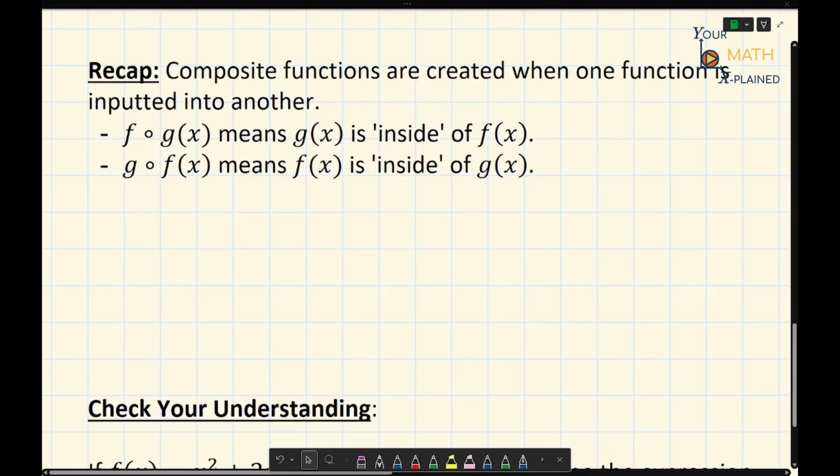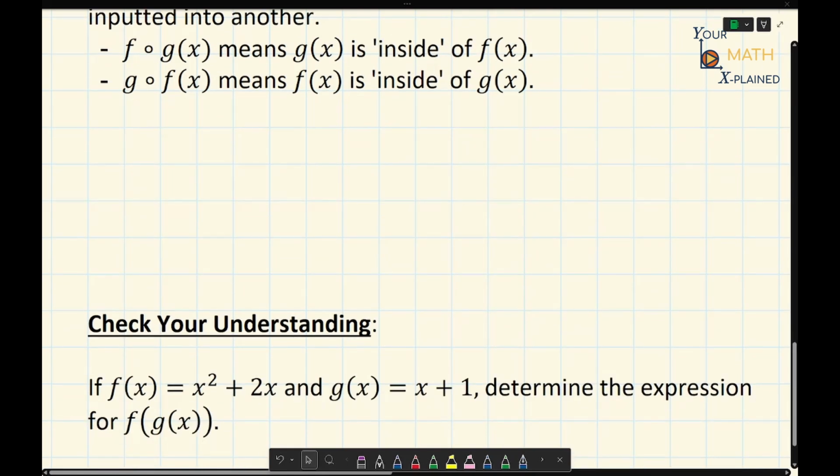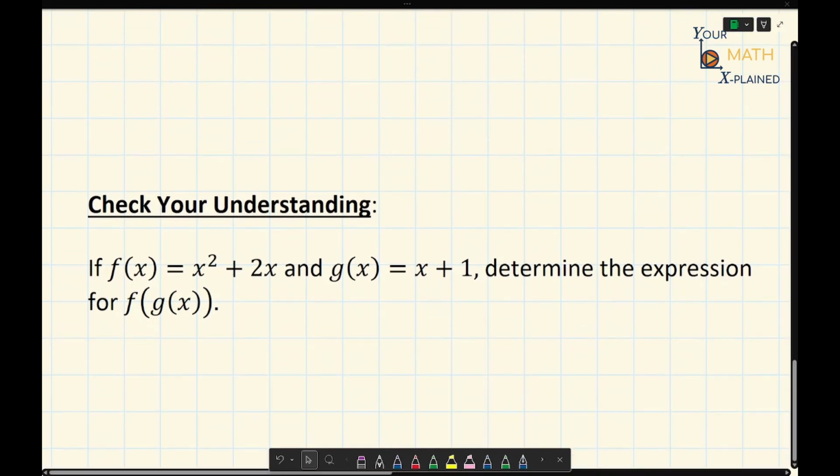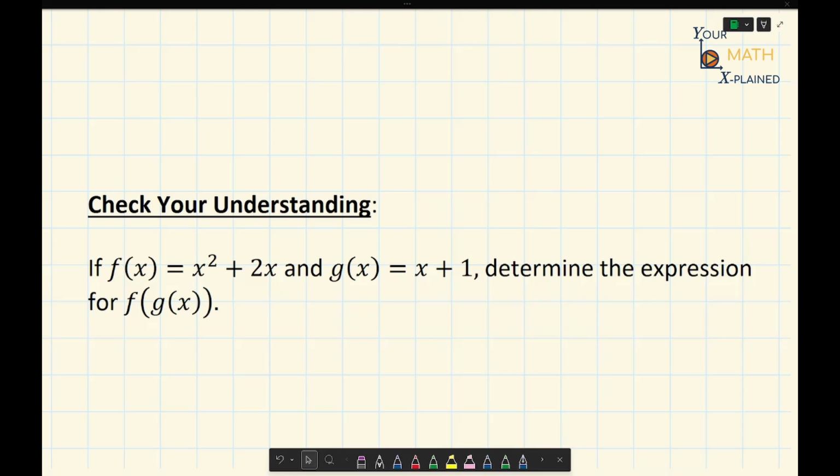So now, using this knowledge, can you determine the equation for f of g of x if f of x is x squared plus 2x and g of x is x plus 1?